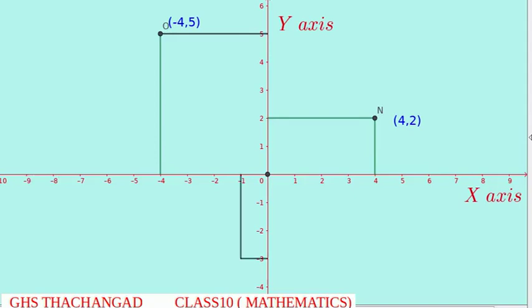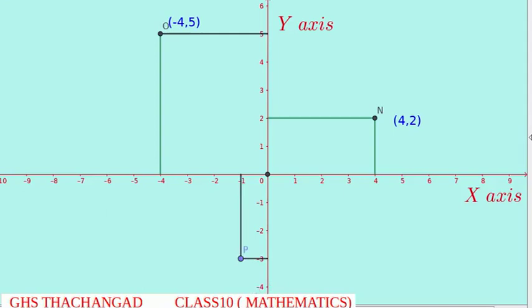Then I mark another point here. This point is 1 unit left and 3 units down. 1 unit left, therefore -1, because left is negative. 3 units down is also negative, therefore -3. We can mark the point here. First you mark the point.